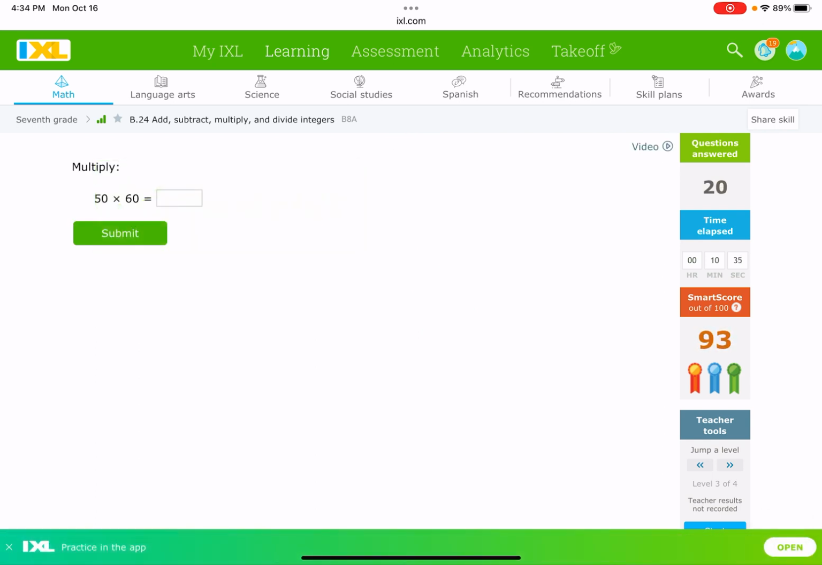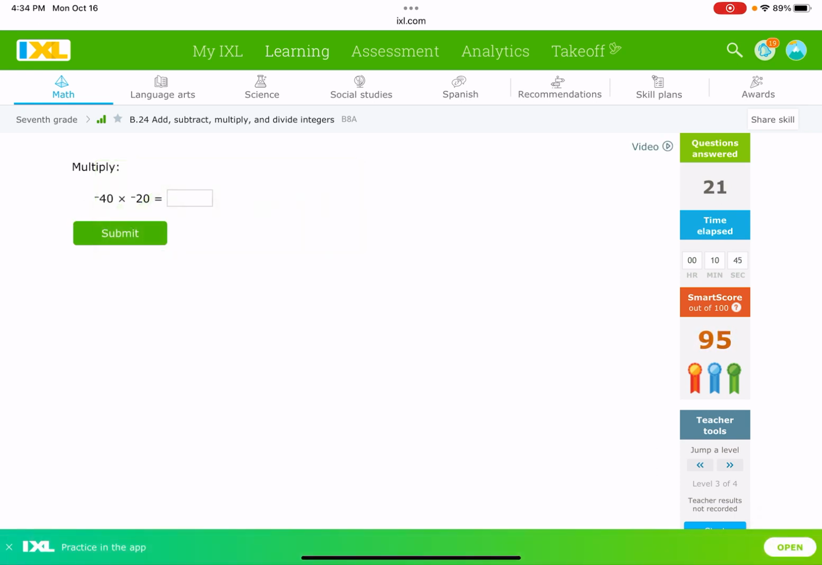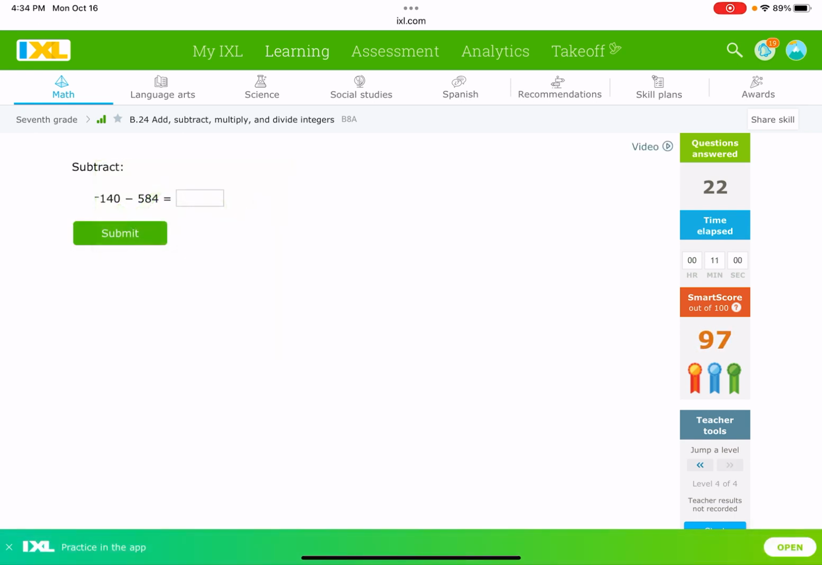And let's do one more here. Oh, no, that one's too easy. 50 times 60. 5 times 6 is 30. So 50 times 60 would be 3,000. Let's do this one. Now we have a negative times a negative. A negative times a negative is a positive. So 40 times 20, 4 times 2 would be 8, so 40 times 20 would be 800. And negative times a negative is a positive, so it'd be positive there. I got those easy ones.